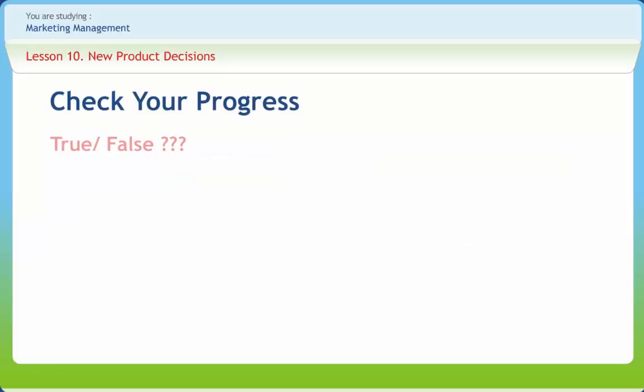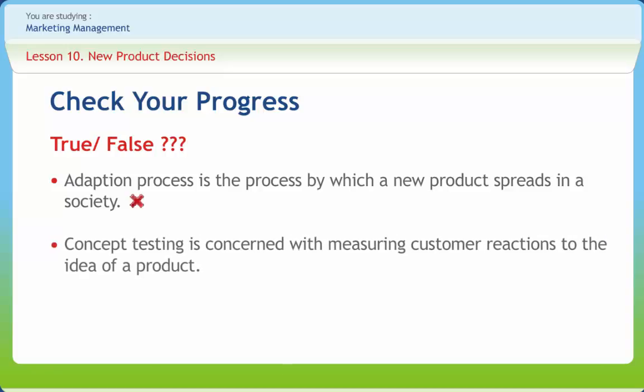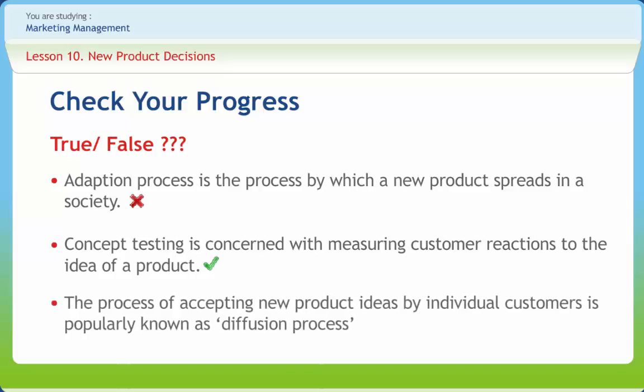Now let us check if we've understood the various concepts discussed in this lesson clearly. State true or false. Adoption process is the process by which a new product spreads in a society. Concept testing is concerned with measuring customers' reaction to the idea of a product. The process of accepting new product ideas by individual customers is popularly known as diffusion process.